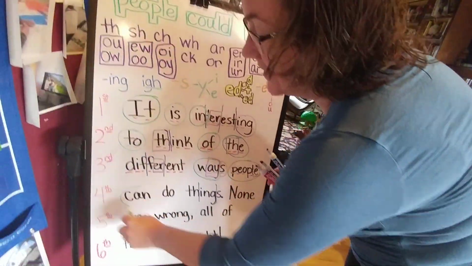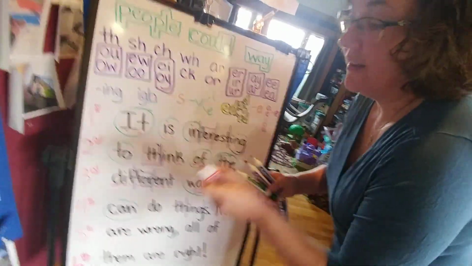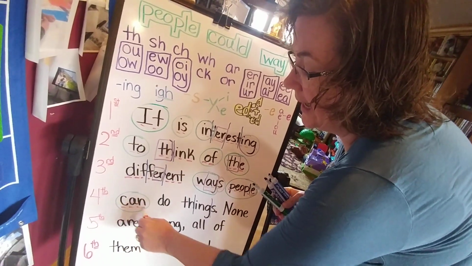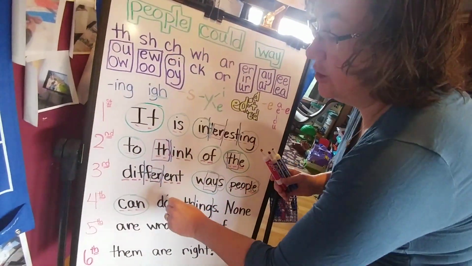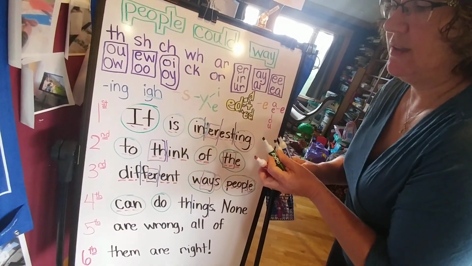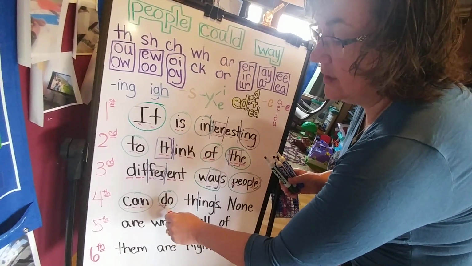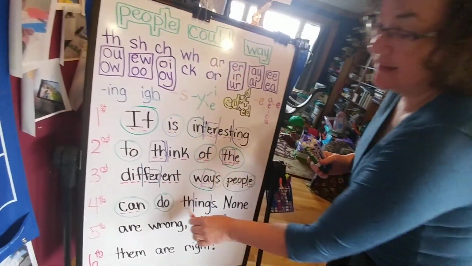Next line. Fourth line, this. Can. Sight word can. We could also sound it out. Do it with me. C-A-N, can. Sight word do. How do we spell do? D-O, do.